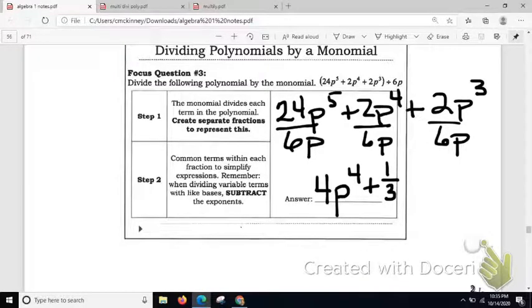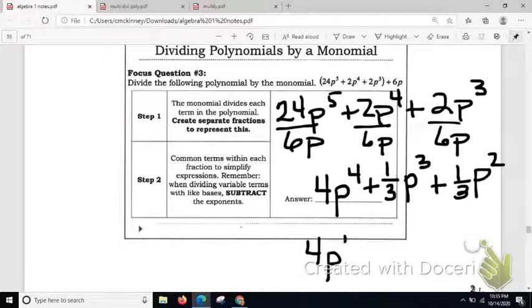And then 4 take away 1 would be p to the third. And then again, 2 divided by 6, 1/3. And this would be p to the second. And you might see this written this way. Instead of saying 1/3, it might just say p to the third over 3 plus p to the second over 3.